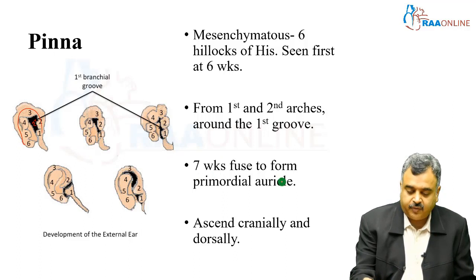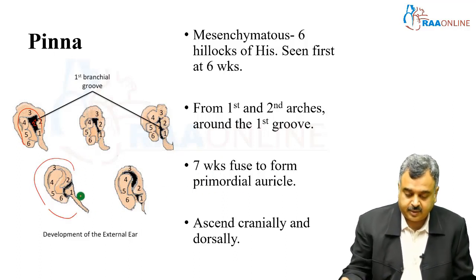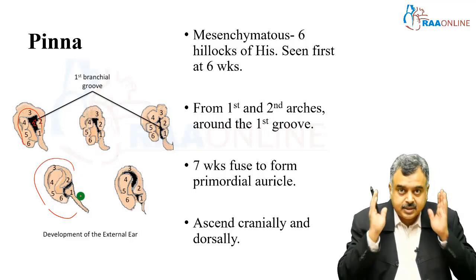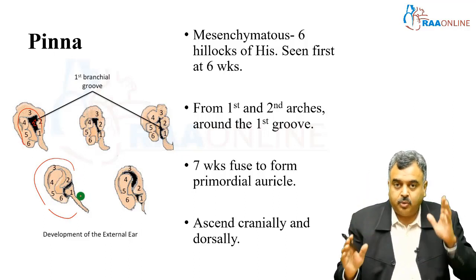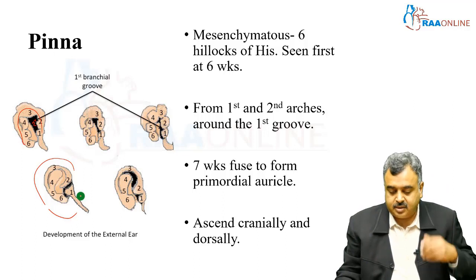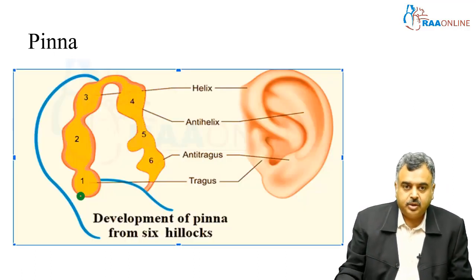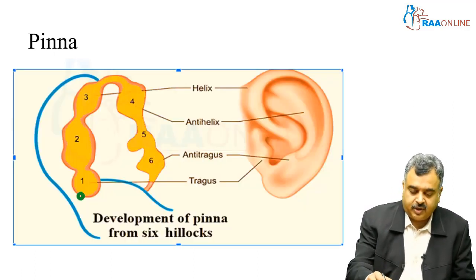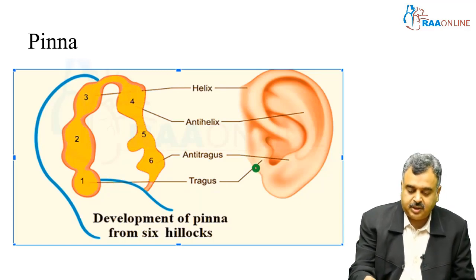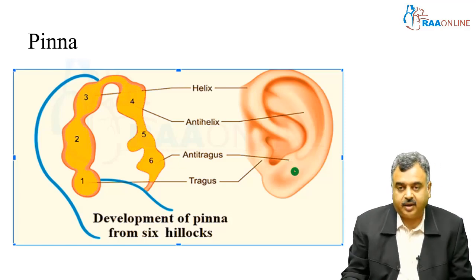At 7 weeks, they fuse to form the primordial auricle, as it is seen here, and this then ascends cranially and dorsally to a place where it is now. So this is how the pinna develops. We have the first hillock which forms the tragus, the second and the third which form the helix, the fourth which forms the antihelix, and the sixth which forms the antitragus.